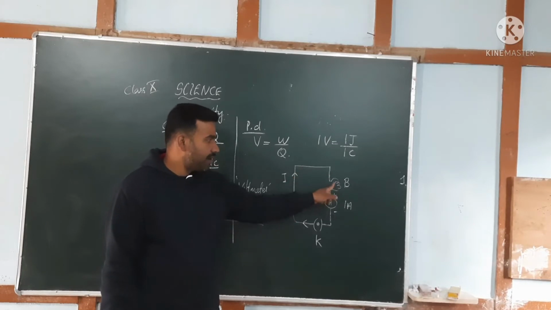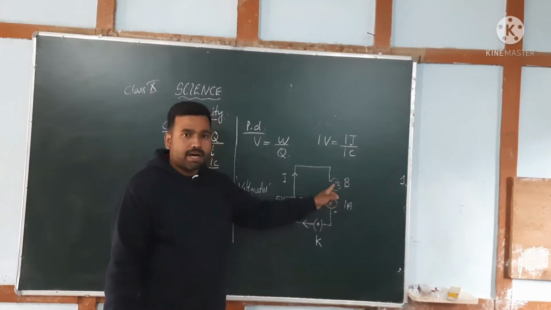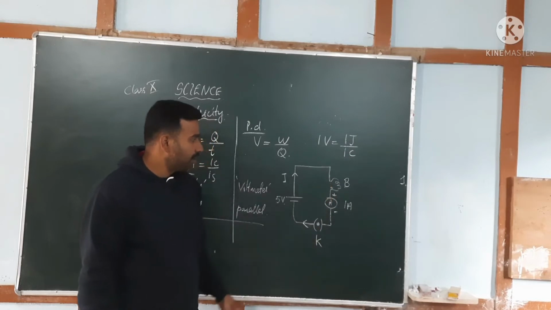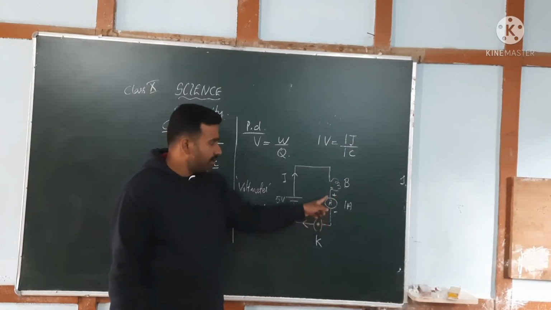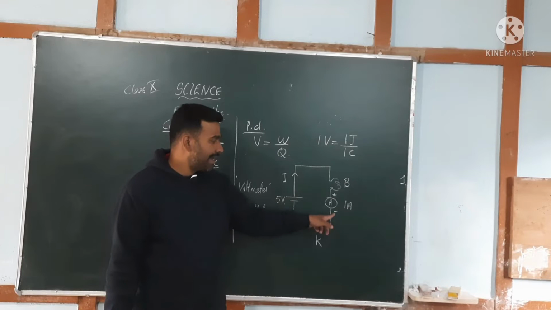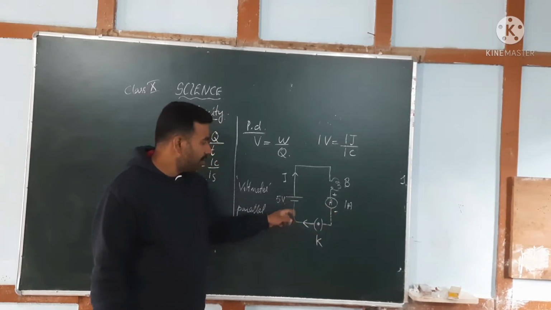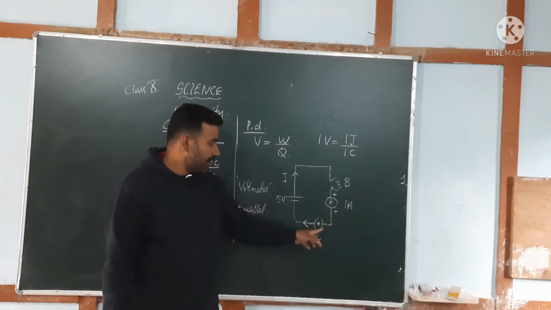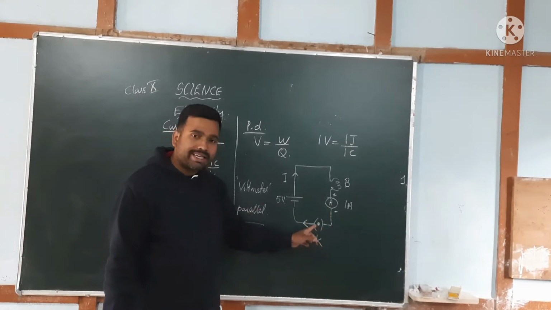And here you can see one more device. This is called a bulb. It is attached to the circuit, and an ammeter. The ammeter has 2 terminals. The positive terminal is connected to the positive end of the battery, and the negative terminal of the ammeter is connected to the negative end of the battery. And then another device you can see, it is called a key.